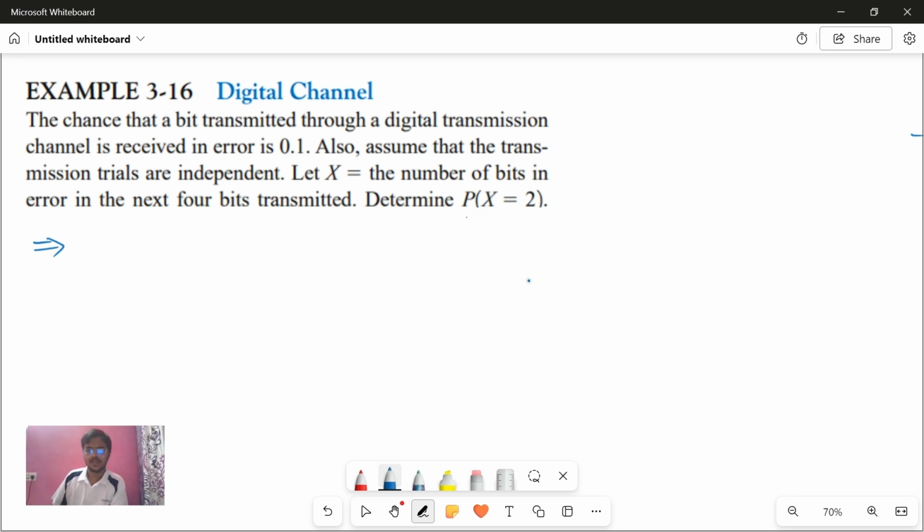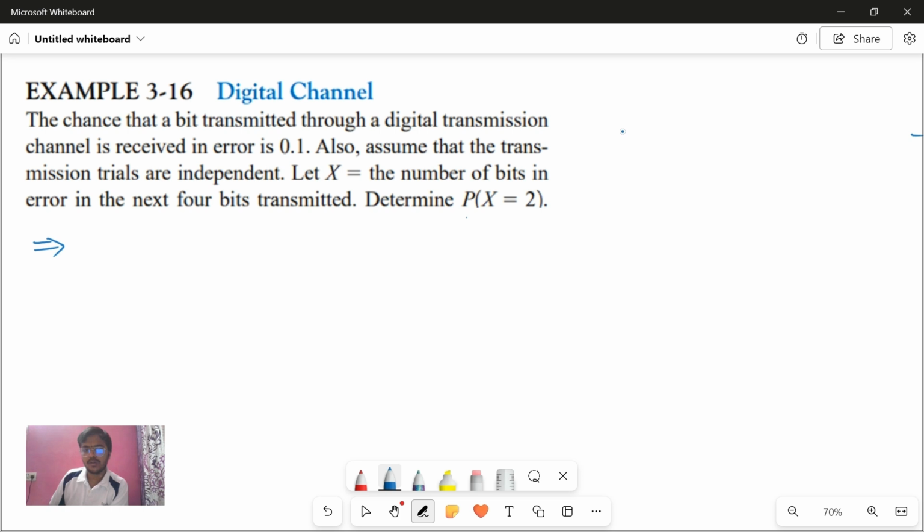What is actually happening? There is a channel, let's say it's a wire, for easy purposes. When you send a bit here, you will receive the bit here, sending and receiving. But it's not always necessary that the output bit will be the same as the input bit. It can result in some error also. That probability of getting that error is 0.1. And now the random variable is defined as the number of bits in error in the next 4 bits transmitted, which means they already calculated the probability as 0.1 by doing some experiments. Now 4 bits they're going to send, and in those 4 bits we have to determine the probability that 2 will result in error.